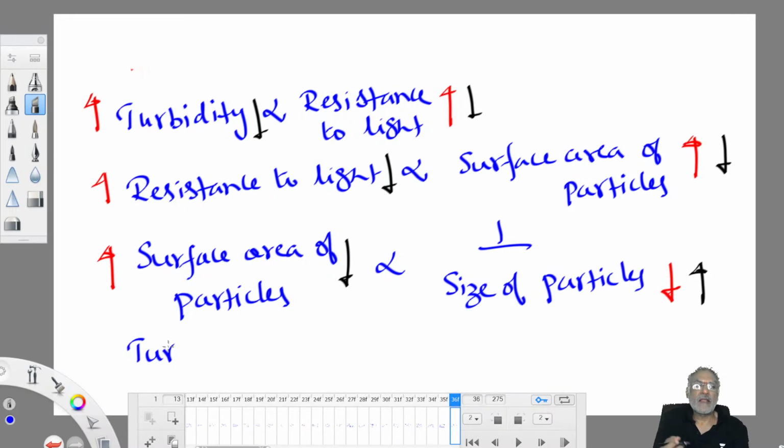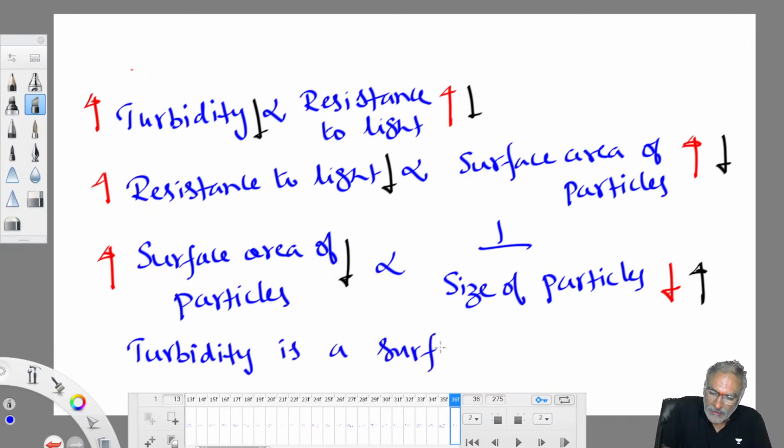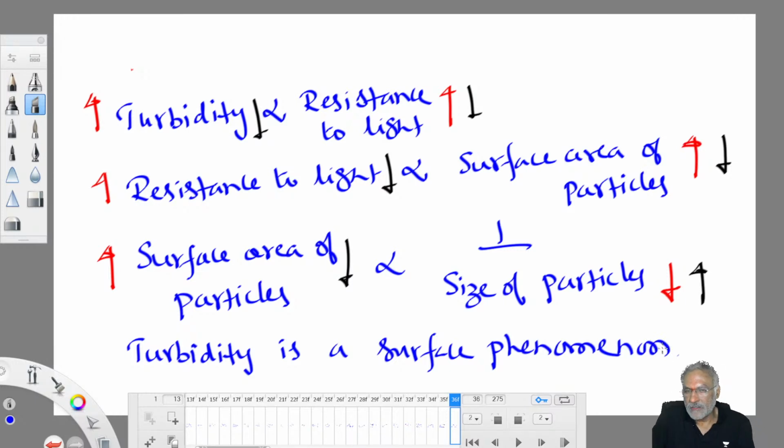Between suspended and colloidal, which are the smaller size particles? Suspended or colloidal particles, which cause more turbidity in water? Colloidal particles cause more turbidity in water than suspended particles because colloidal particles are smaller than suspended particles. Therefore, turbidity is a surface phenomenon. The smaller the particle size, the more the turbidity.